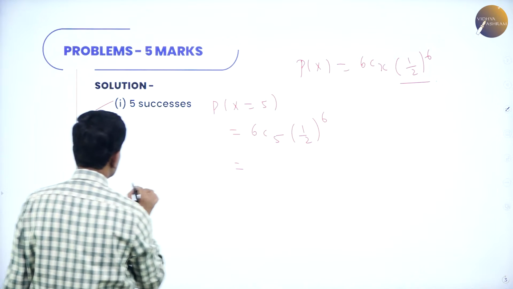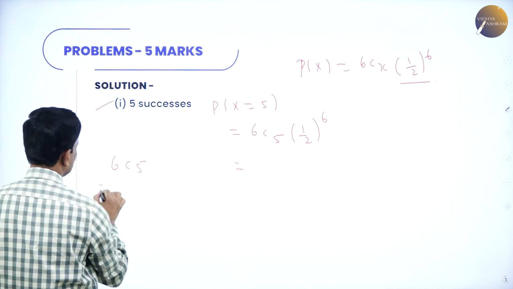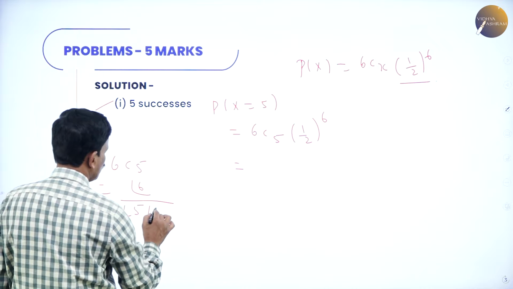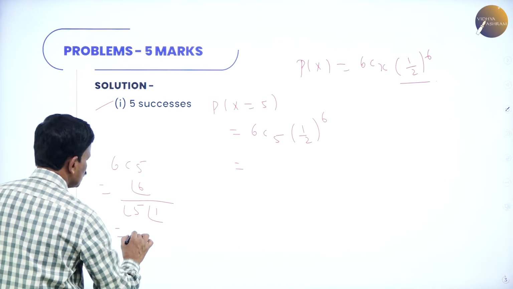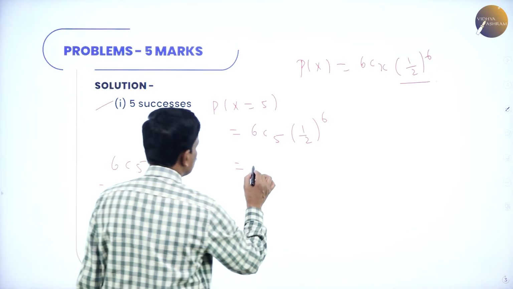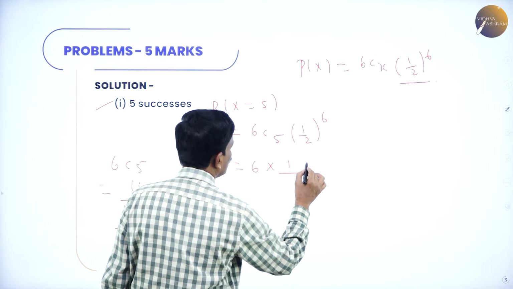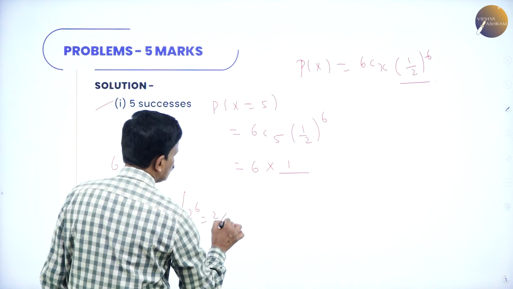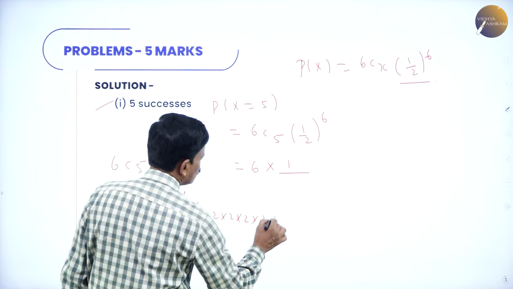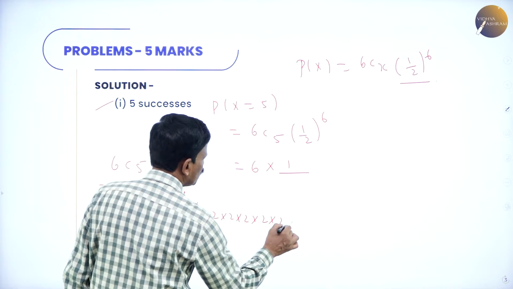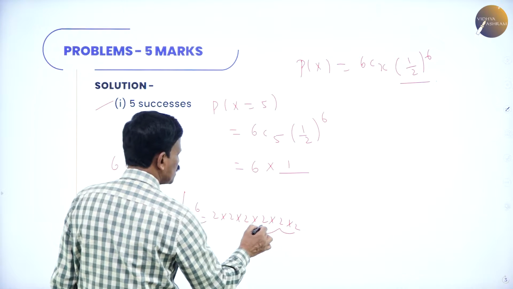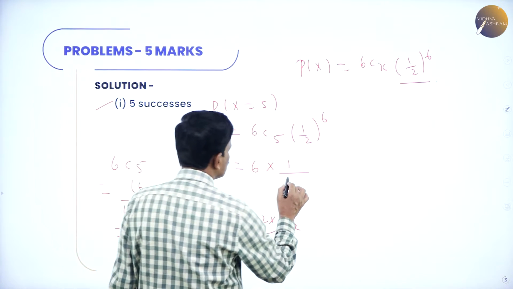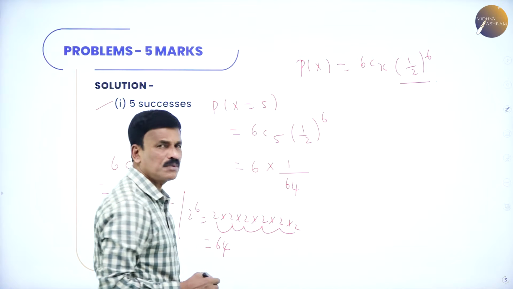So this is equal to 6C5. Find out the value of 6C5: factorial 6 divided by factorial 5 into factorial (6 minus 5), where 6 minus 5 is 1. This is equal to 6. So 6 into 1 over 2 to the power of 6. Now 2 to the power 6 is 2 into 2 into 2 into 2 into 2 into 2. Multiplying, 2 twos are 4, 4 twos are 8, 8 twos are 16, 16 twos are 32, 32 twos are 64. So this is 6 by 64.